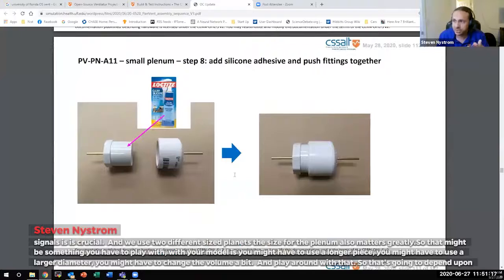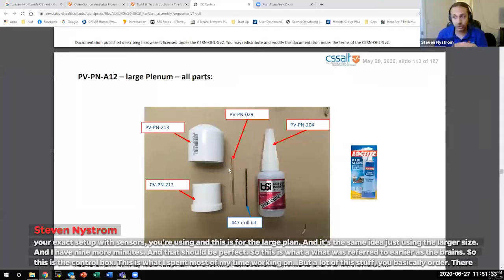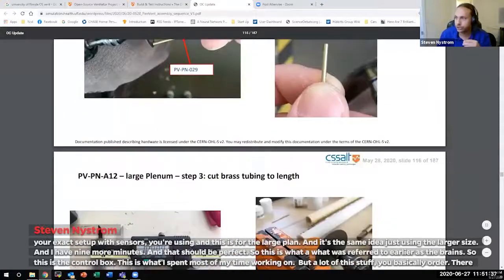And we use 2 different size plenums. The size of the plenum also mattered greatly. So that might be something you have to play with in your model. You might have to use a longer piece, or a larger diameter. You might have to change the volume a bit and play around with that. So that's going to depend upon your exact setup with the sensors you're using. And this is for the large plenum. It's the same idea, just using the larger size.